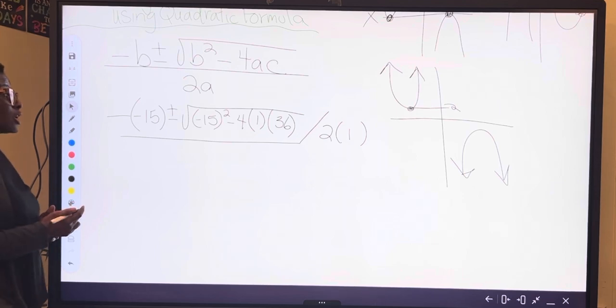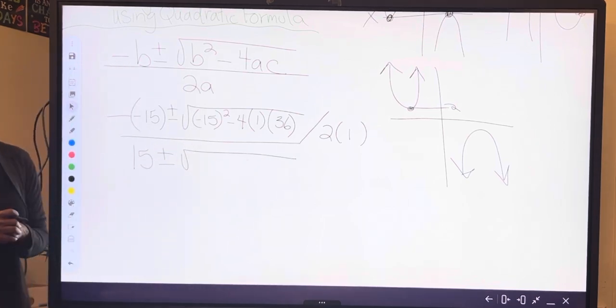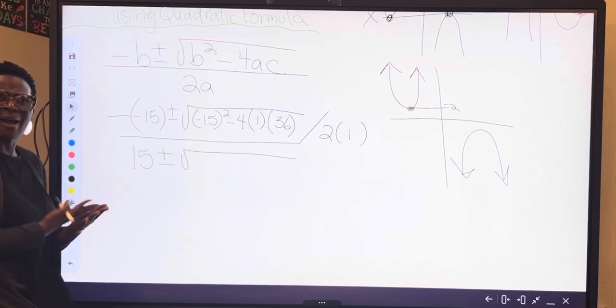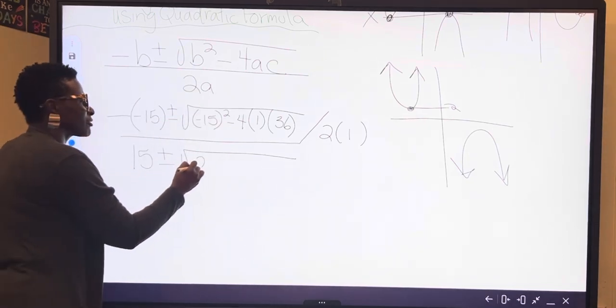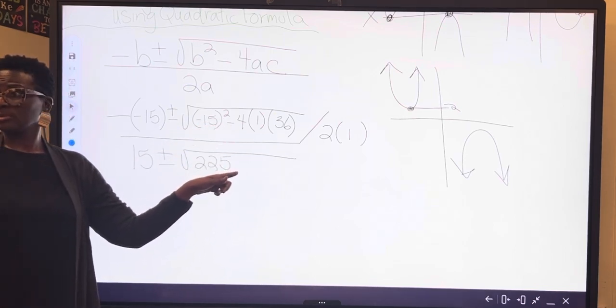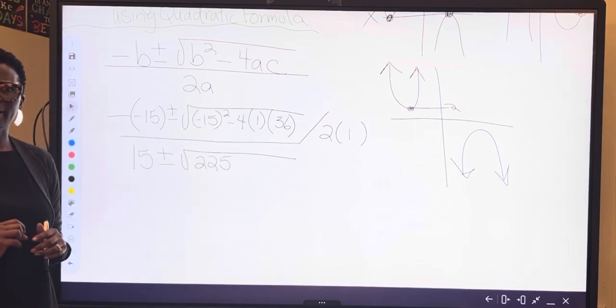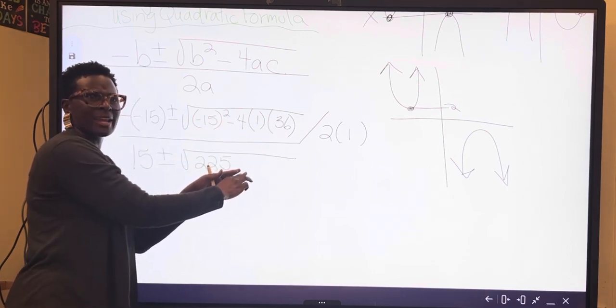What is the opposite of negative 15? Positive 15, plus or minus the square root of what? What is negative 15 squared? You have the calculator, why try to pull it out of your brain? Negative 15 squared is positive 225. Now, do not bring this negative down, because this doesn't always mean that's what the sign goes here. It depends on what's happening, because isn't this multiplication? So you have to multiply before you put your addition or subtraction sign.